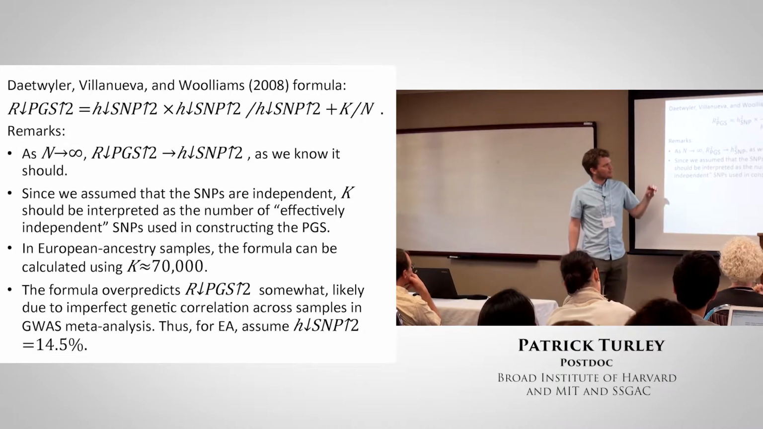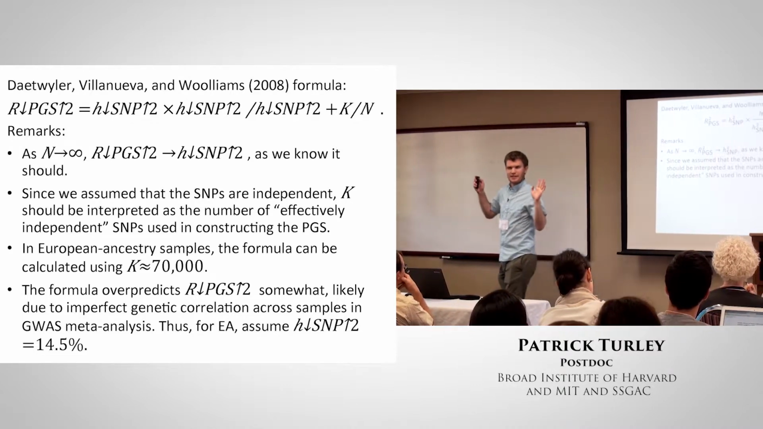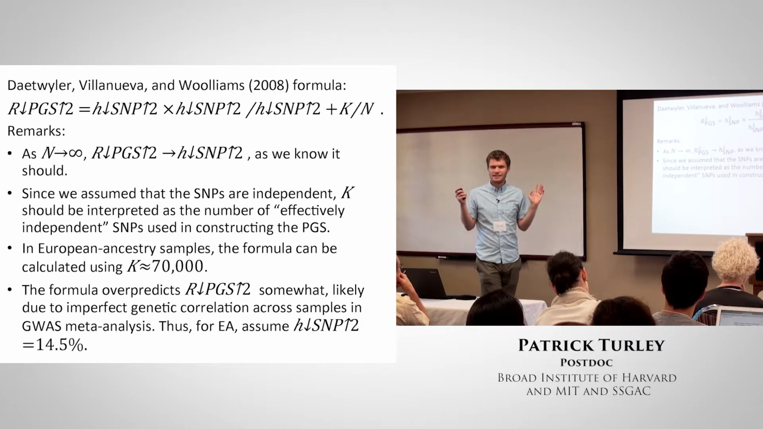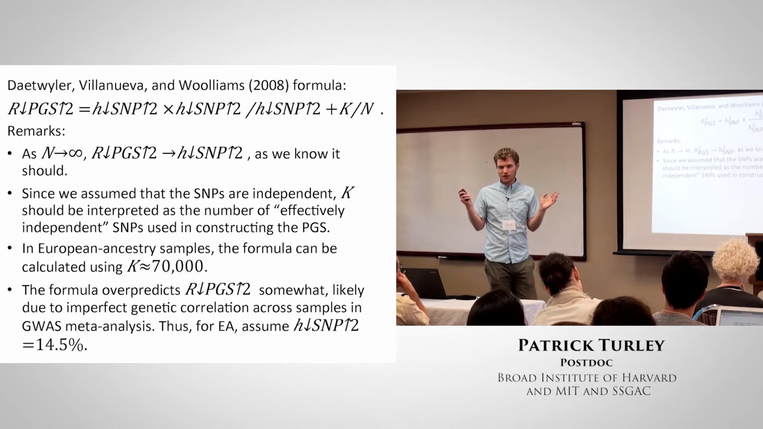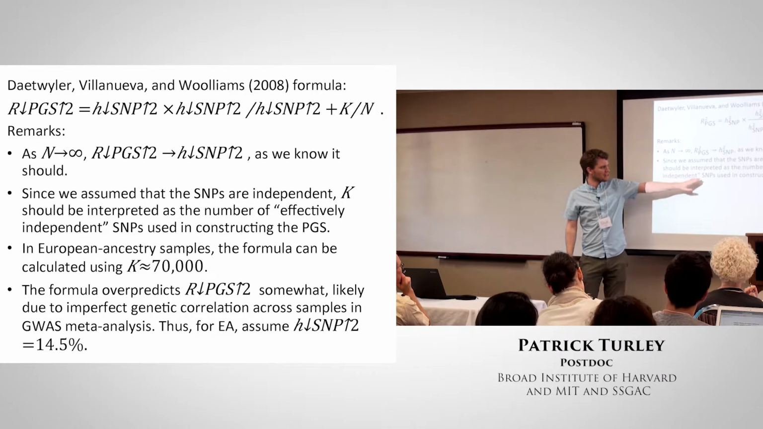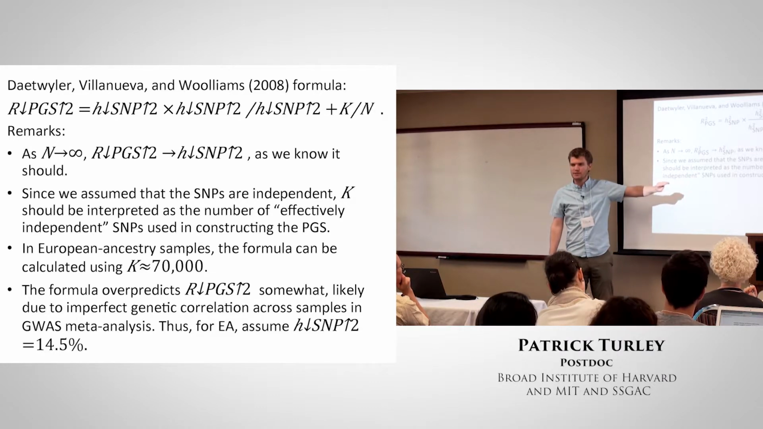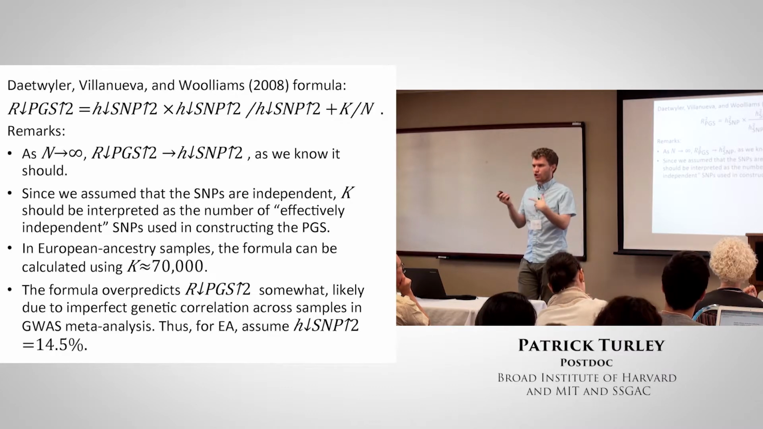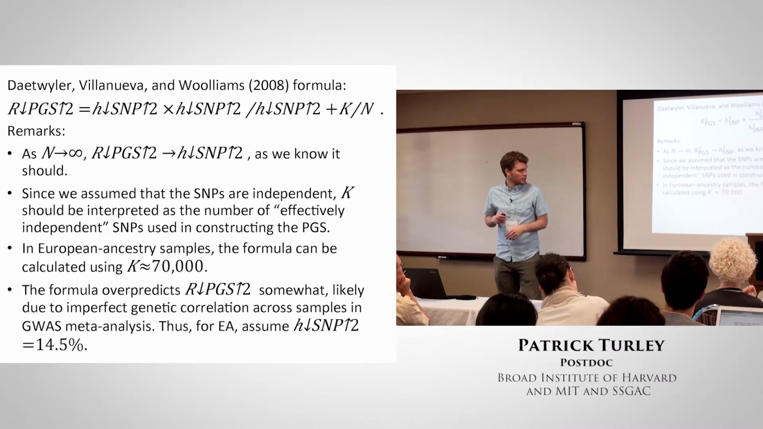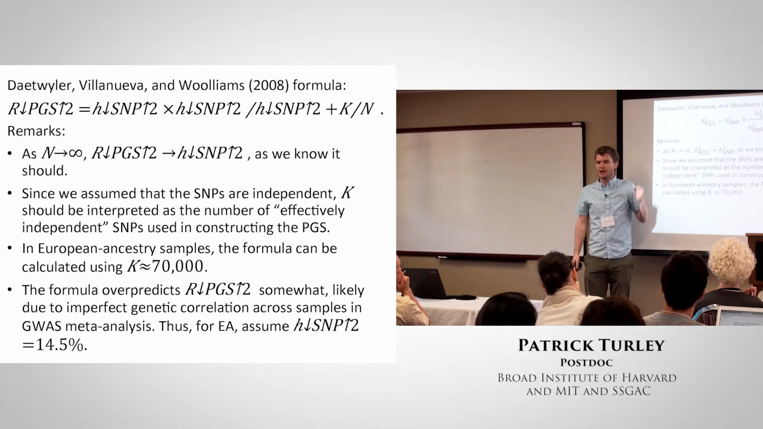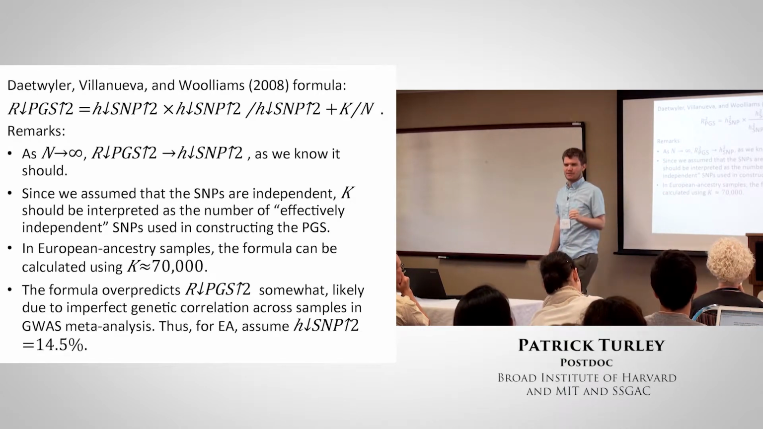So we made this assumption that all the SNPs were independent, right? That's kind of restrictive because we want to use as many SNPs as possible. A way around it is to talk about the effective number of SNPs, a number that accounts for the correlation between them. People have done this calculation to figure out what the right k is for genome-wide data, and they calculate it's about 70,000.